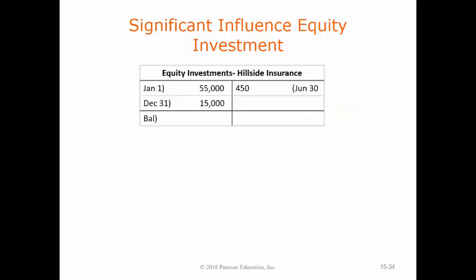And at this time, what is the book value of our investment in Hillside using the equity method? Well, we had a debit for $55,000 when we acquired that 30% ownership to start with. We decreased it by $450 when they paid dividends out, and then we increased it by $15,000 when they reported net income, and we accounted for the portion of the net income which is attributable to our ownership level. So right now, the balance of our equity investments in Hillside Insurance T account should be $69,550.